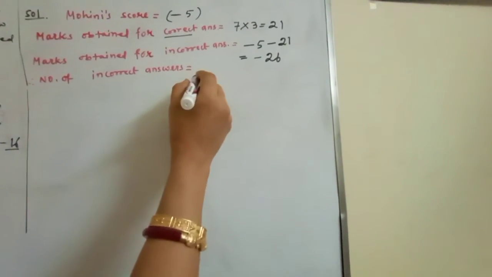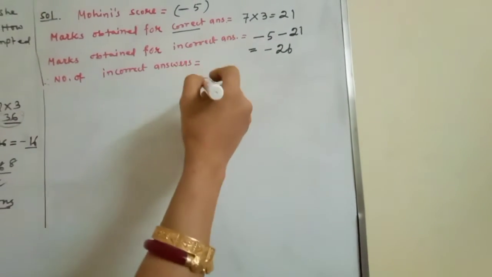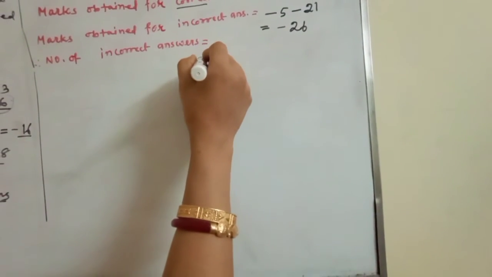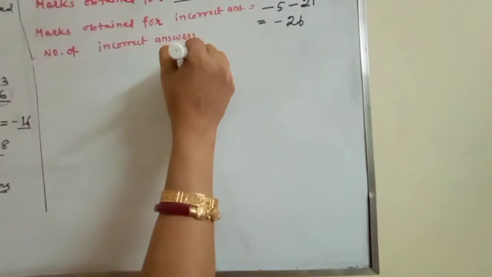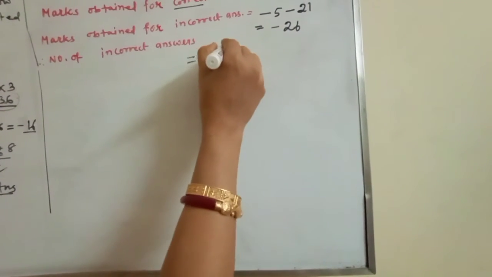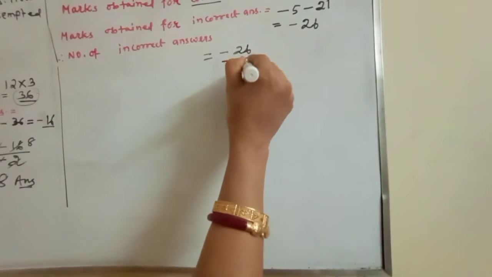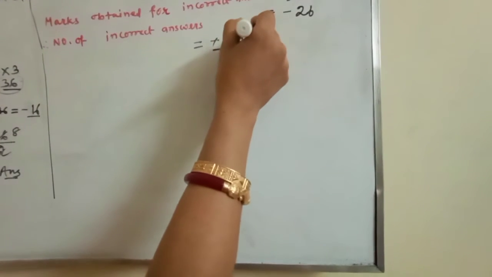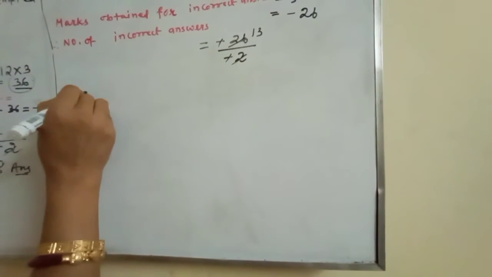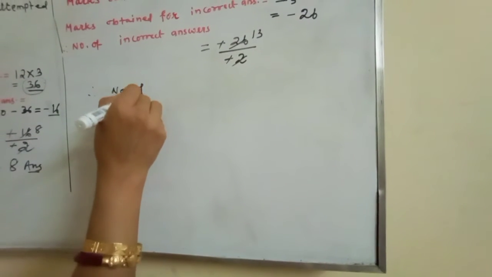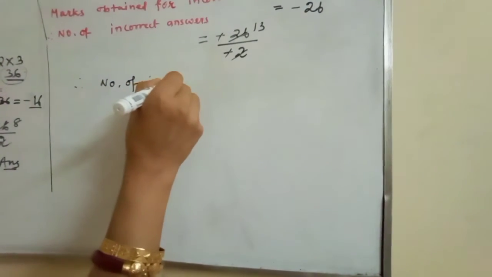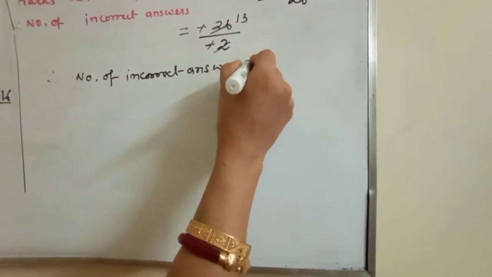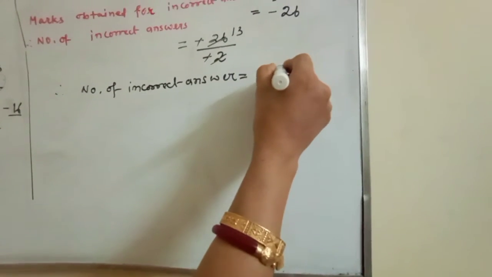Now, the number of incorrect answers: you know for every incorrect answer minus 2 marks has been deducted. So it will be minus 26 divided by minus 2. That means how many incorrect answers has she given? Minus minus cancelled out. It is 13. Therefore, the number of incorrect answers for Mohini is 13. I hope all of you understood.